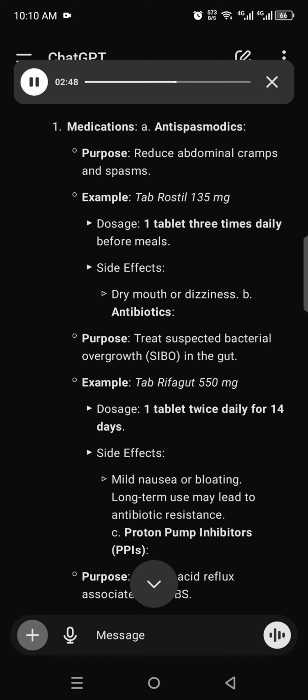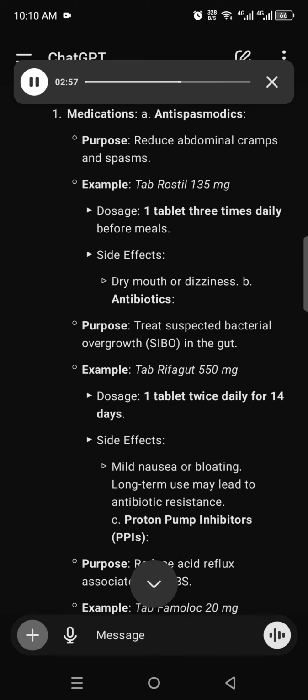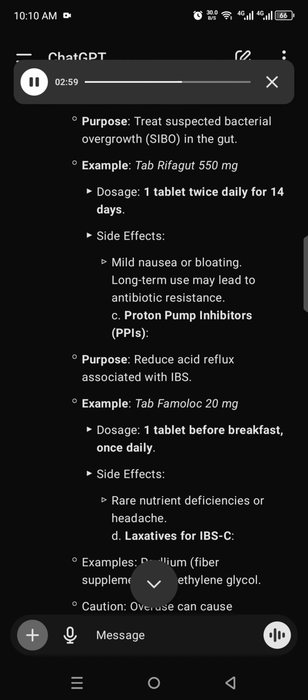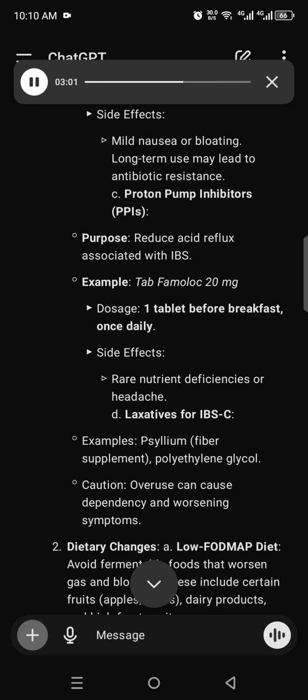B. Antibiotics. Purpose: treat suspected bacterial overgrowth, SIBO, in the gut. Example: Tab Refagut 550 mg. Dosage: 1 tablet twice daily for 14 days. Side effects: mild nausea or bloating. Long-term use may lead to antibiotic resistance.